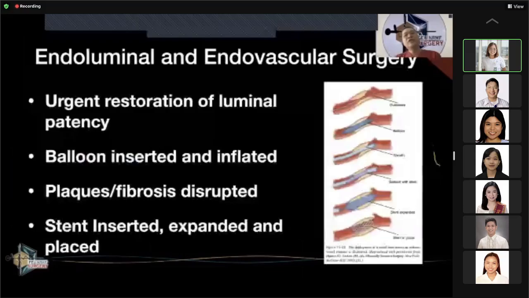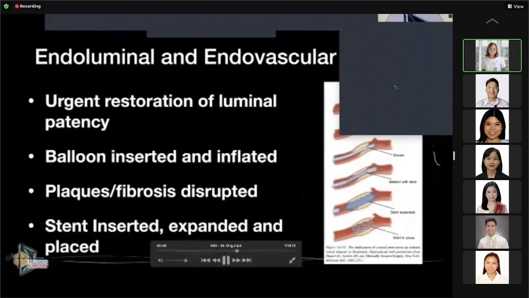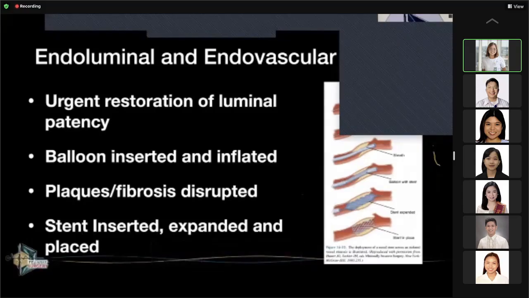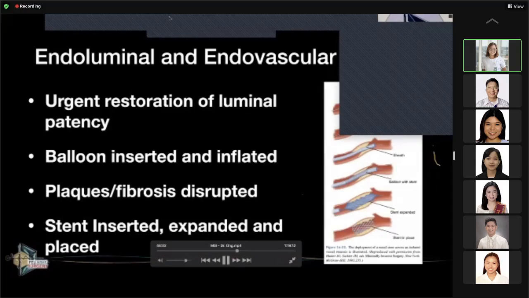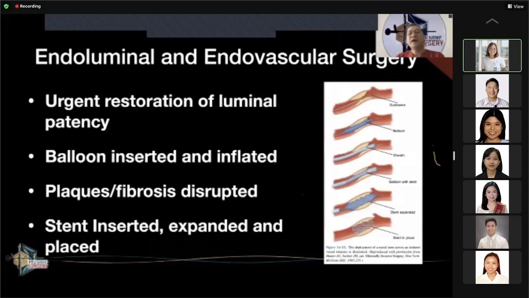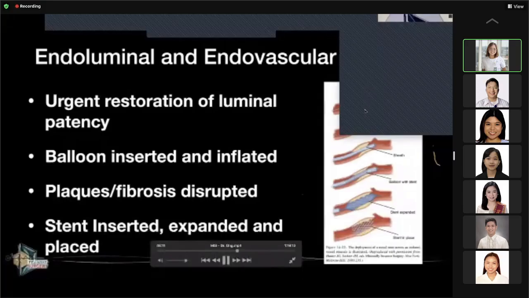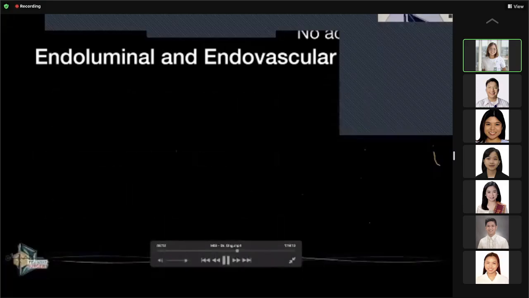Endoluminal or endovascular surgery are actually now being done minimally invasive. So there are certain stent placement or recanalization using this minimally invasive technique. So some aneurysms, some problems with major vessels are not being done surgically.